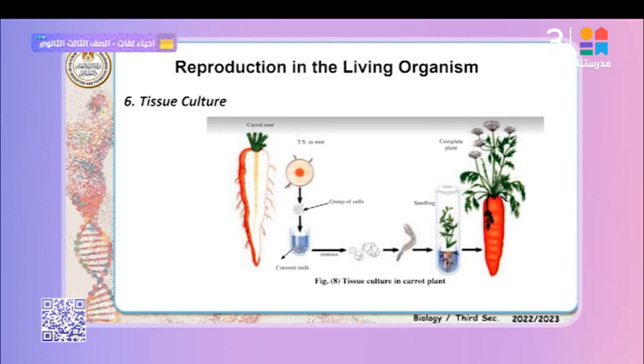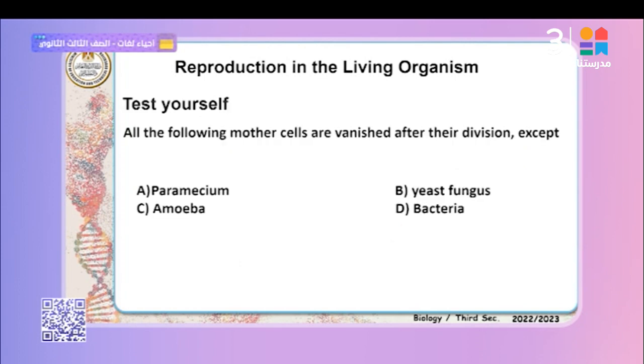We take the tissue from the carrot and put it in the coconut milk. Why coconut milk? Because it contains a large number of hormones that play an important role in the mitotic divisions of this tissue, reaching the seedling. This seedling is taken and implanted in the soil, producing new individuals. So this solves the shortage of annual plants and the food problems. That's right. Okay.